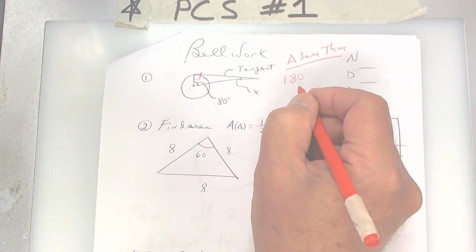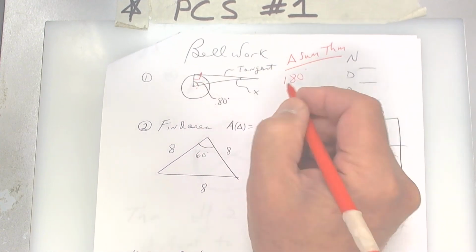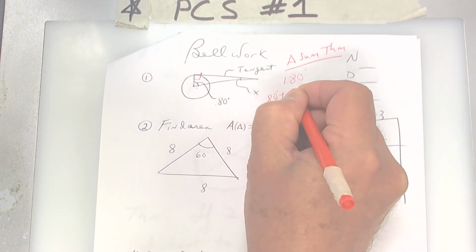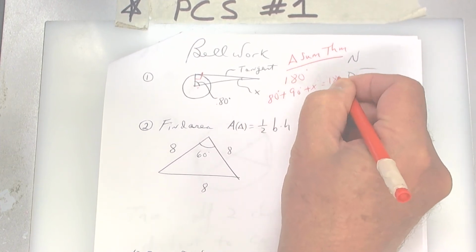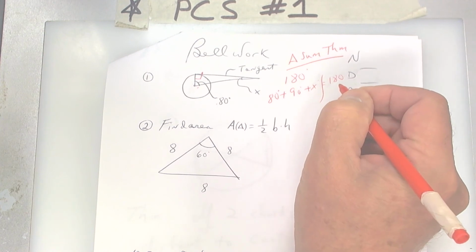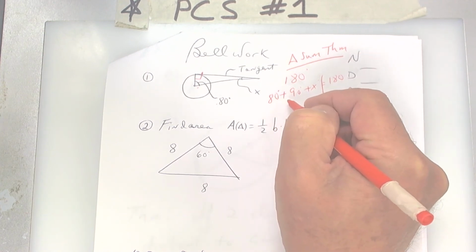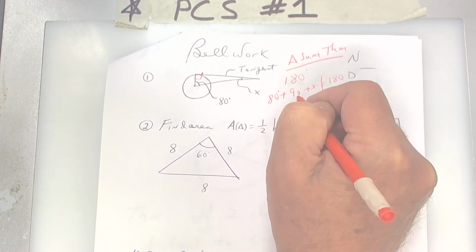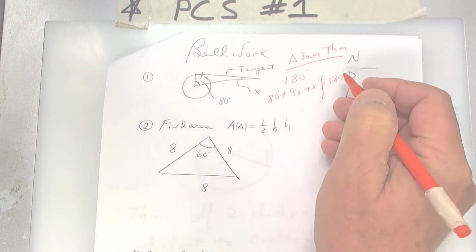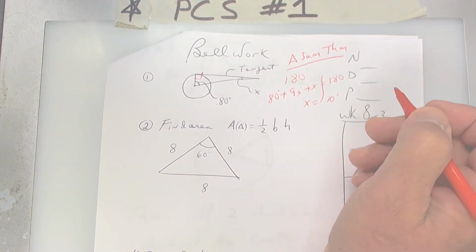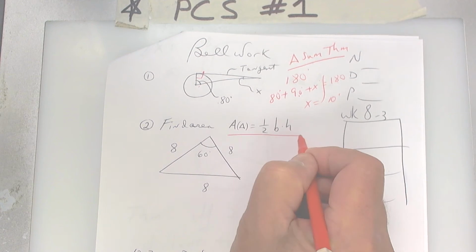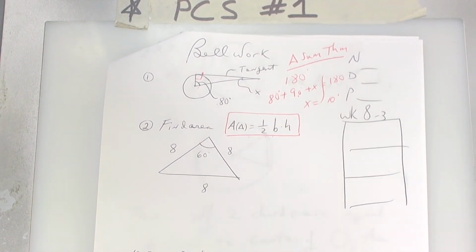So you're going to take 180, and you're going to take 80 plus 90 plus x, and you're going to set it equal to 180. And I want to see this equation. Basically, you're just going to subtract 170, I guess it is. So 170 out of this is going to be 10 degrees. So x has to be 10 degrees, and that's how you do that. This one right here, we talked about the area of a triangle. You need to memorize that formula.